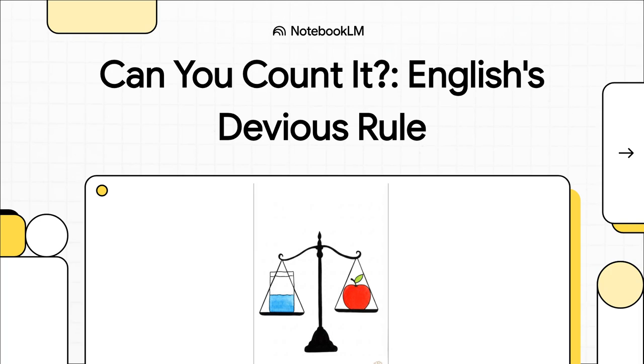All right, let's dive into one of the most fundamental and, let's be honest, frustrating rules in English. We're talking about the difference between things you can count and things you can't. It sounds super simple, right? But this one little rule creates a massive divide in the language.